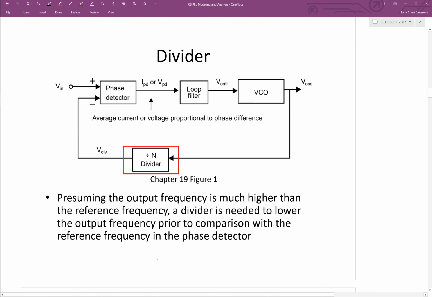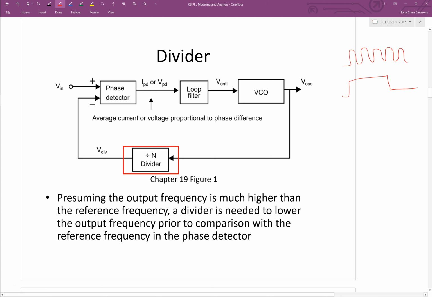So the next component working our way around the loop is this divider here. Here we're assuming that we're doing the frequency synthesis application, where we're trying to synthesize a frequency at the output, V OS, that's quite a bit higher than whatever reference frequency is available to us. So it's not straightforward to come up with a circuit that compares the phase of two clocks that are at vastly different frequencies.